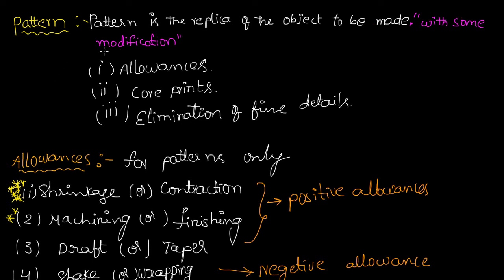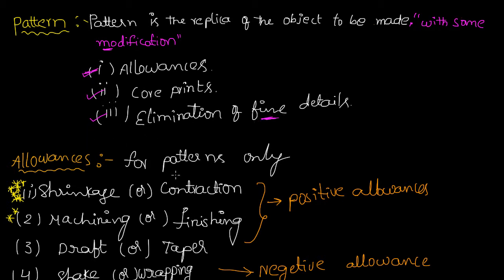Please make note of it, right? So what are those modifications? There are three main modifications we have to make sure of while designing the pattern. The first one is allowances. We have to use allowances for the pattern. We have to trim off the core prints, and we cannot produce fine details. So with the fine details eliminated, we make a pattern. After solidification, we will do some machining operations to get these fine details. So don't worry. First, come to the first point, that is allowances.